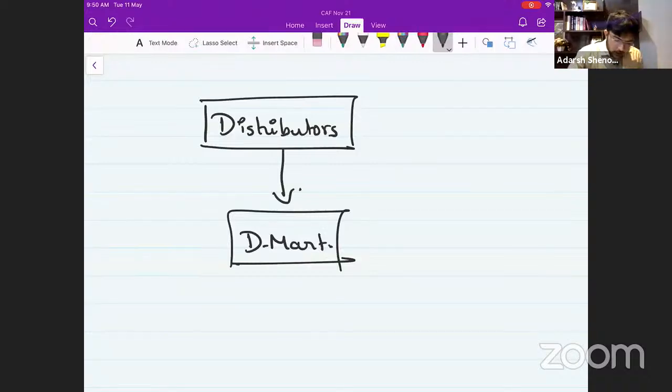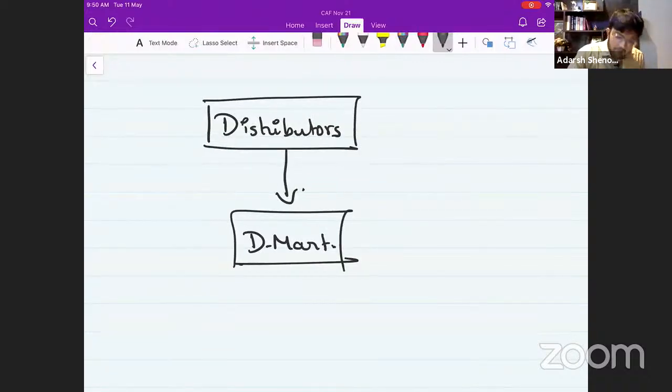what happens is, the D-Mart keeps buying from the distributors, and they want it constantly. They want supplies to be made by these distributors every now and then. As soon as the stock is over, they will want the distributor to give it to us. So it must be on time, otherwise our customers will be angry. The customers of D-Mart, the customers of Big Bazaar will be angry.